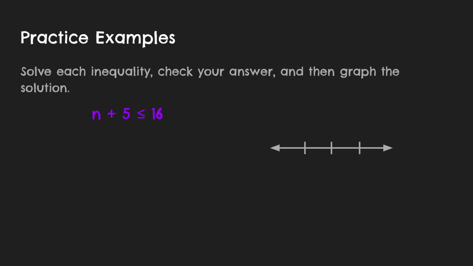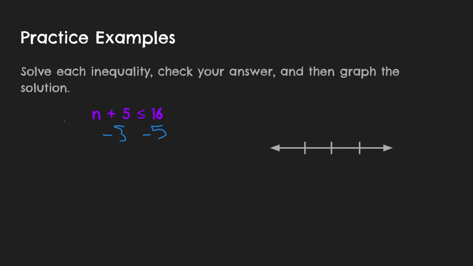All right, so solving each inequality, make sure to check your answers, and then we're going to graph it too, since that's a big important part of inequalities. So on this one, we have n plus 5 is less than or equal to 16. So the first thing I want to do is get rid of that 5. So since we're adding, I'm going to subtract the 5 from both sides.